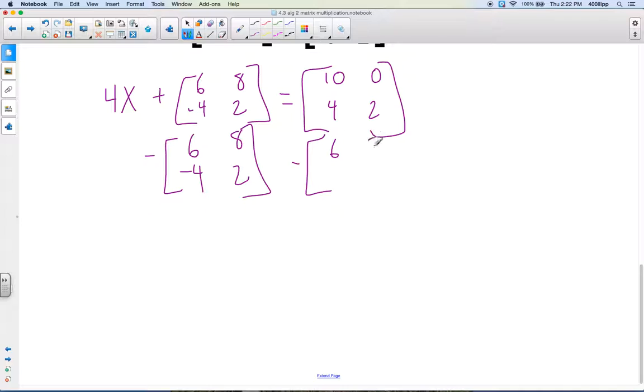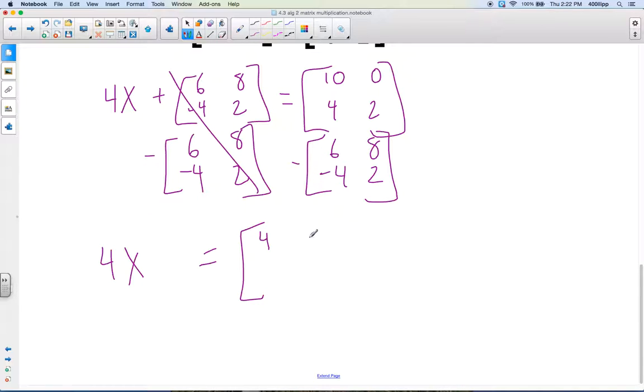minus 6, 8, negative 4, and 2. Sorry, it's so messy. So we're going to come out with, these will cancel. We will get 10 minus 6 is a 4. 0 minus an 8 is a negative 8. 4 minus a negative 4 is the same as 4 plus 4, which is an 8. And then 2 minus 2 will give us a 0.